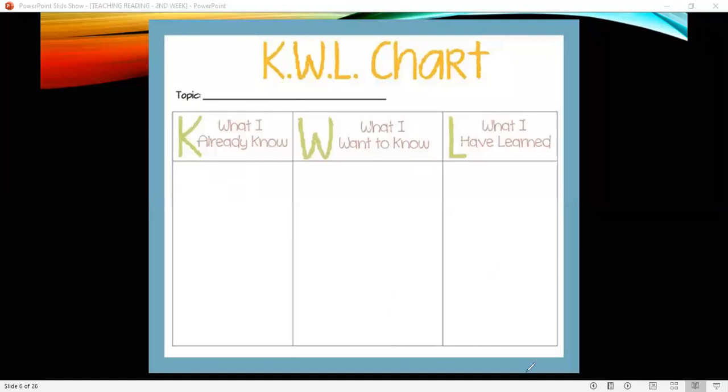All right, so here we're going to continue. Remember, this is related to the schema theory, because you want to find out what your students know about the topic that they are going to read. That's why here it says what I already know and what I want to know. And you also use the other one, the metacognitive, to analyze what did I learn, what kind of information did I get?